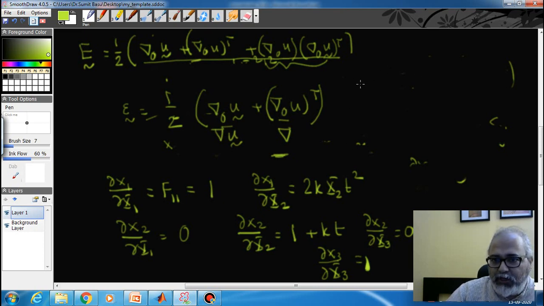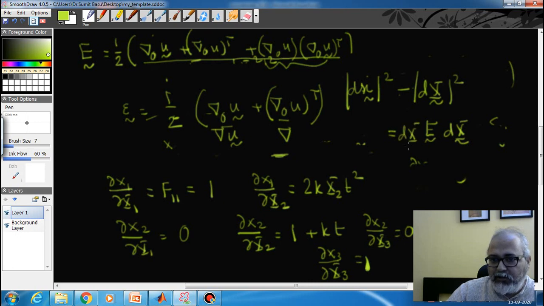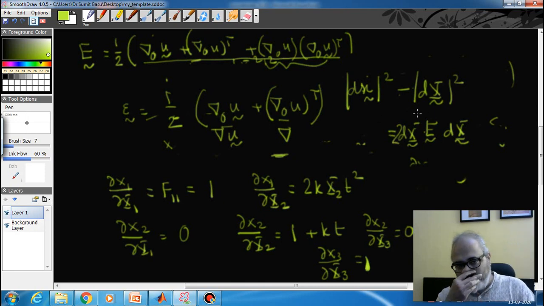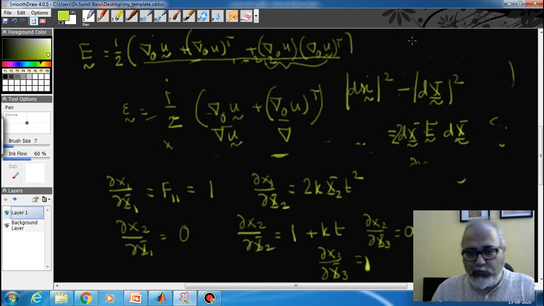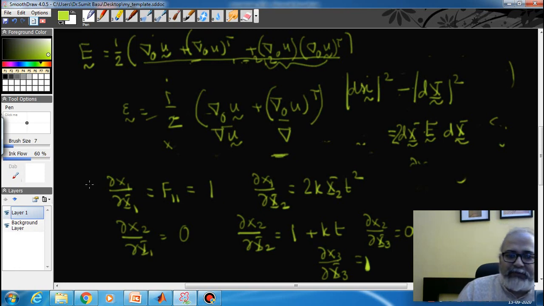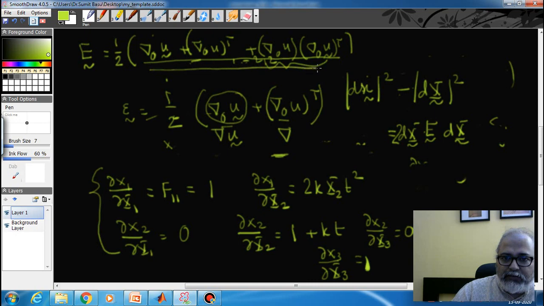Okay, now we know that the change in squared length, dx squared minus dX squared, is given by E, take a small vector dX, pre-dotted with dX. I think there's a 2 here. So this gives the change in the squared length. Now what we are going to do is calculate all this. For this particular motion that I have taken, I will calculate the deformation gradient, then I will go ahead and calculate this quantity, and then I will calculate this whole tensor and this whole tensor. I can do that in terms of components in the Cartesian system.